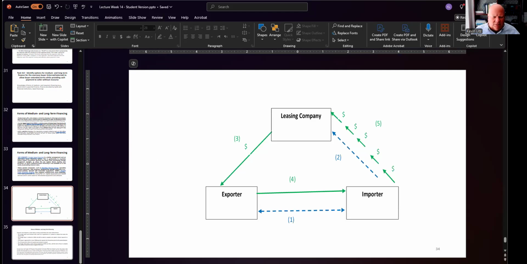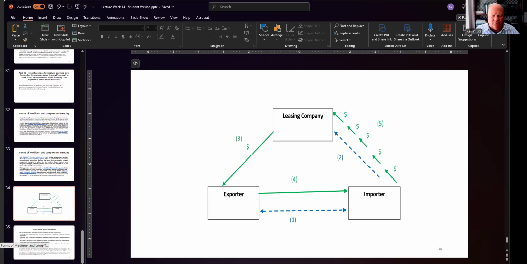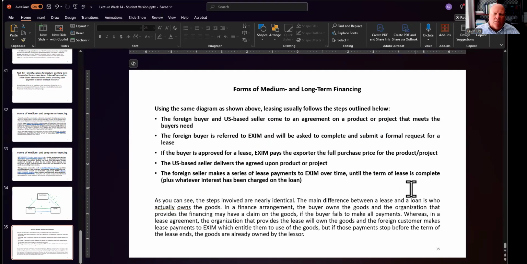Simple diagram. It's kind of insulting to your intelligence, frankly. But just a reminder that XM is also an organization, government entity that will actually assist you in leasing, not just sales, not just guaranteeing payment, not just providing capital for operations.